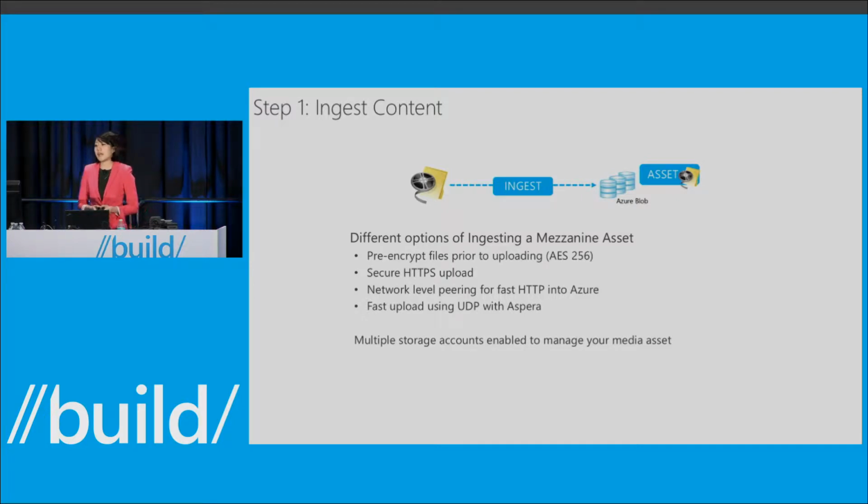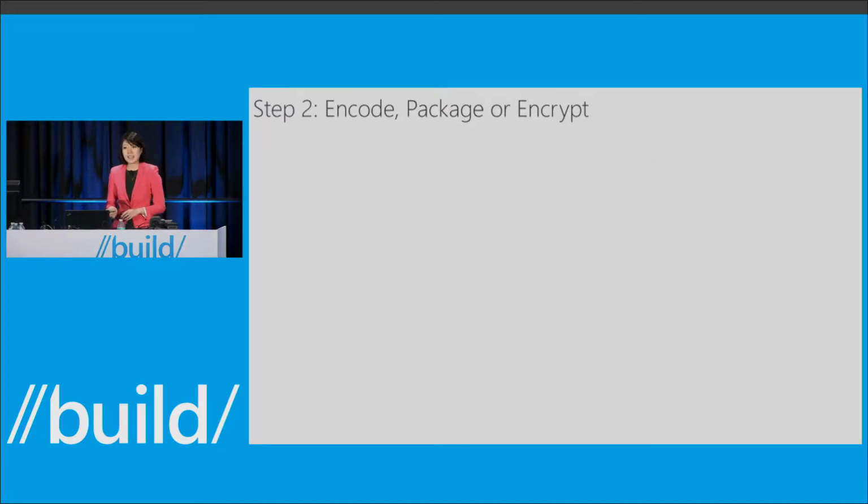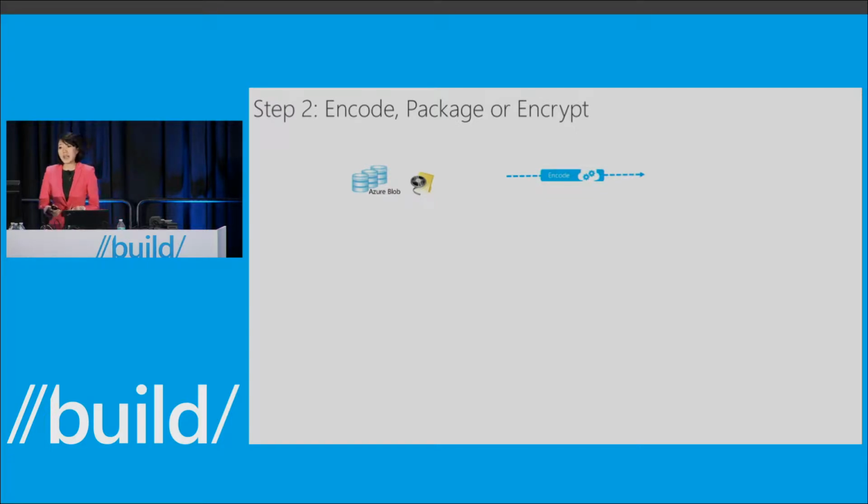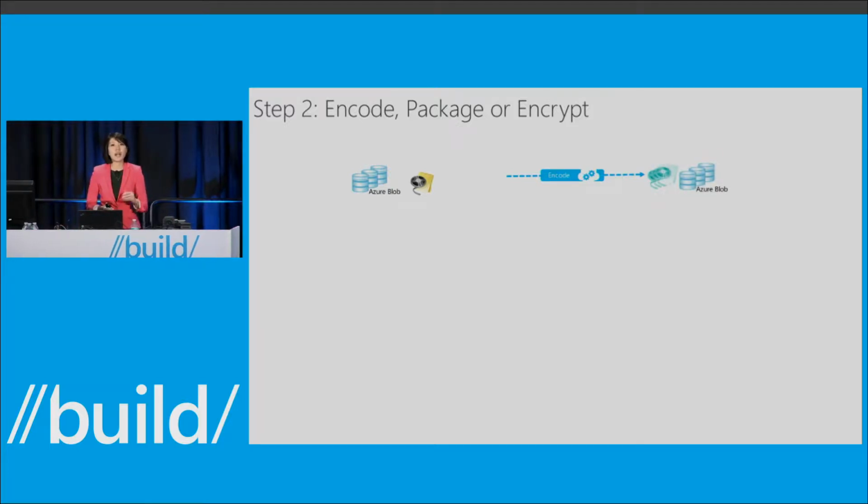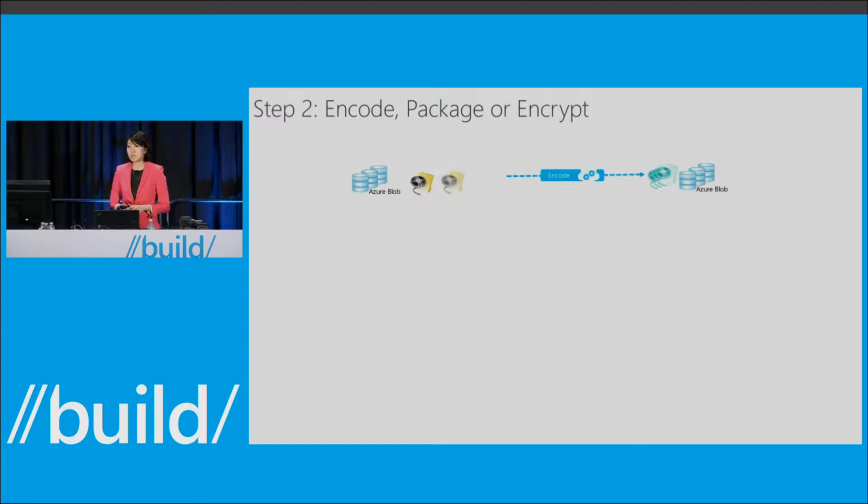And we often have customers who have a huge mezzanine library, so we introduced a new feature that allows you to attach multiple storage accounts to one single media services account to easily manage your video content. And the second step, once the file is in the system, we will allow you to command an encoder processor to do the encoding job for you. And after the job is done, we put it back into Azure Blob storage.